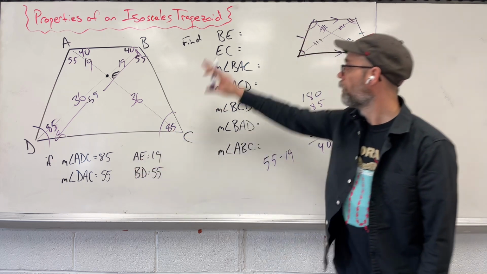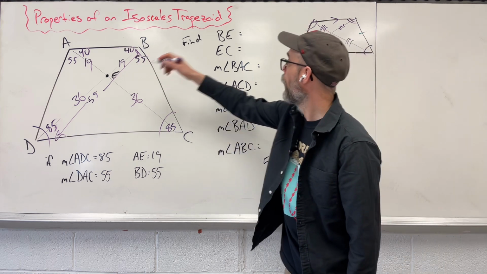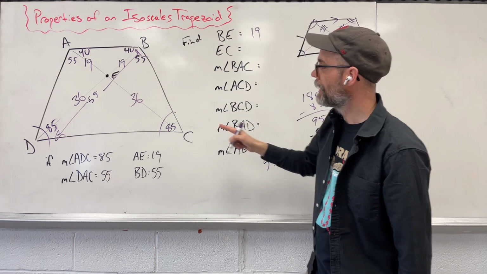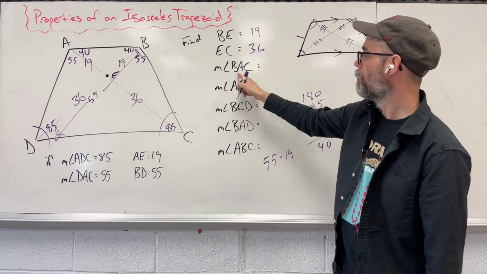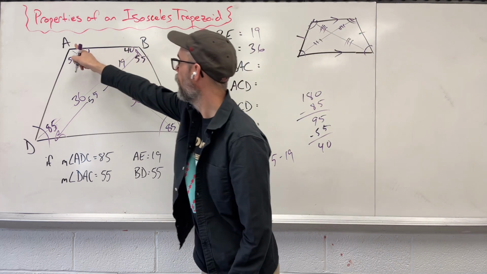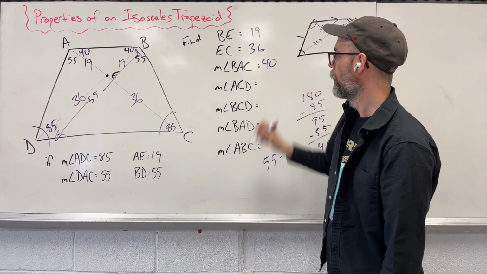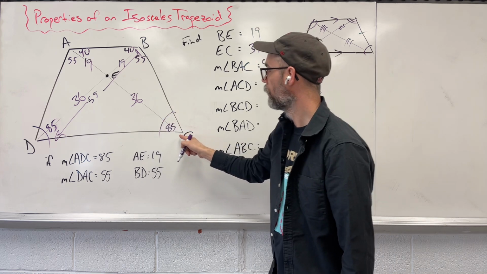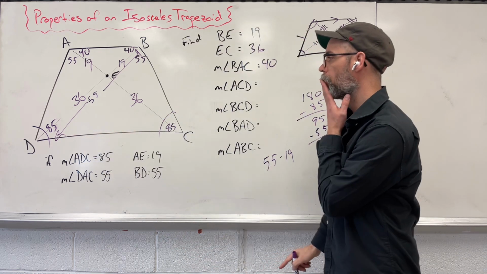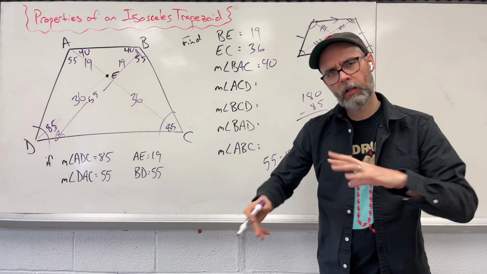Let's use all this and fill in what we have here. BE, we already figured out, 19. EC, from there to there, 36. BAC, that corner is 40. ACD, interesting. So I didn't do that. Okay, let's come back for a second.